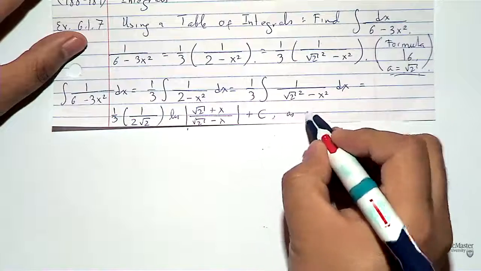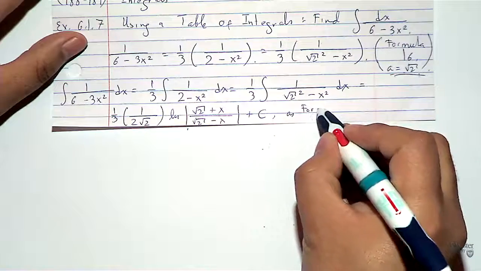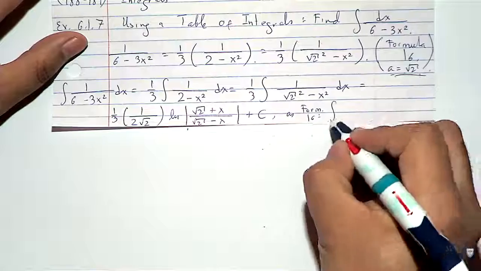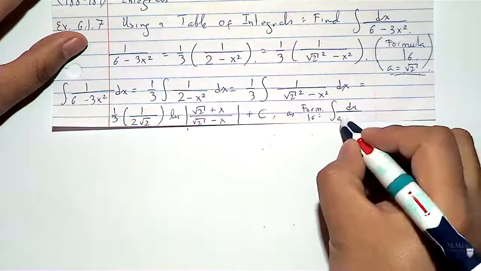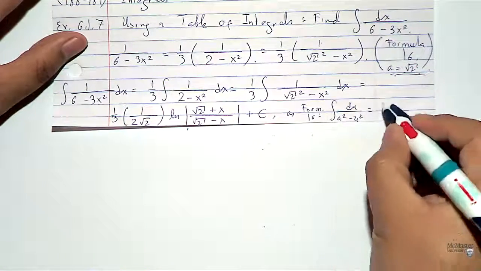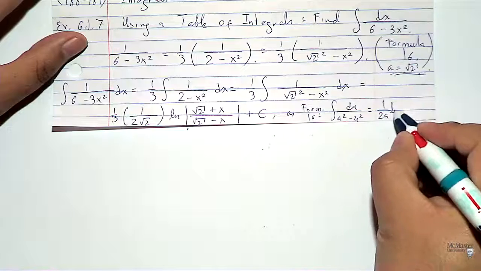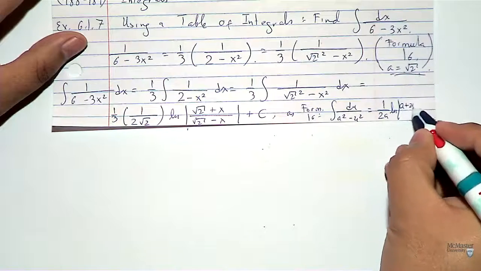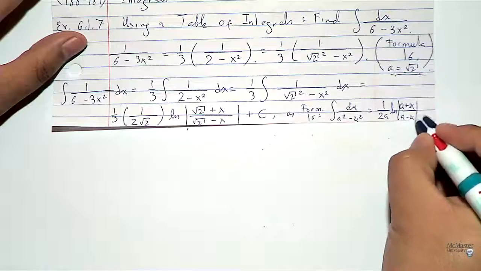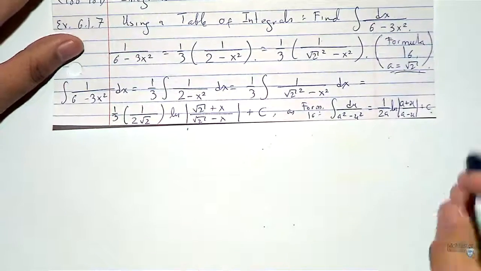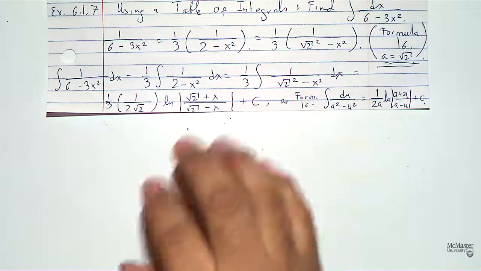And then the formula, which is basically formula 16, is the integral of du divided by a squared minus u squared equal to 1/2a times the natural log of the absolute value of a plus u divided by a minus u, plus a constant. So this is just the evaluation where I have made a substitution, a equal to square root of 2. Okay?